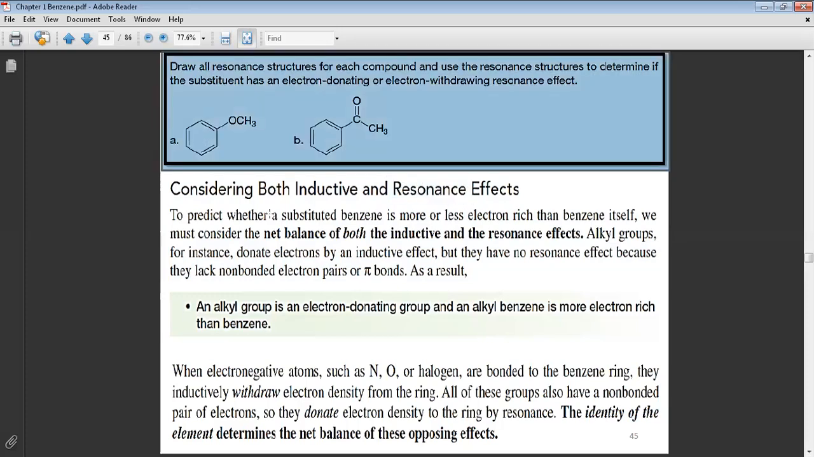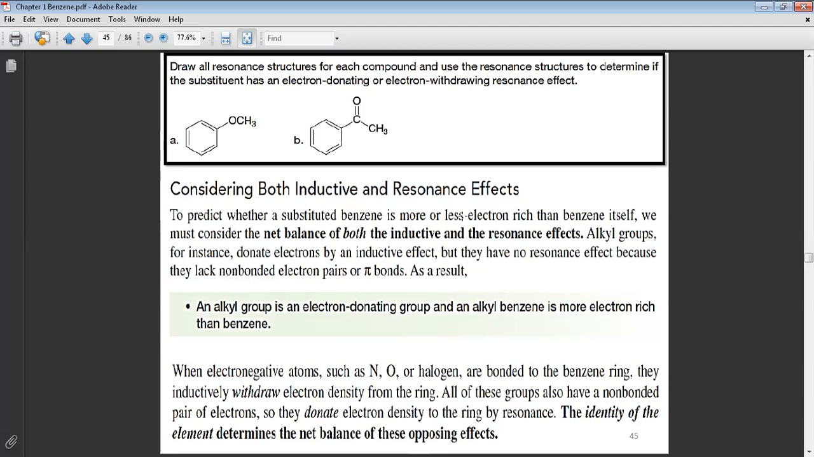Of course. Here he said to consider both the inductive and resonance effects. Either one can be stronger than the other. Anyone can have more effect than the other. It will be either the inductive or the resonance that is stronger.